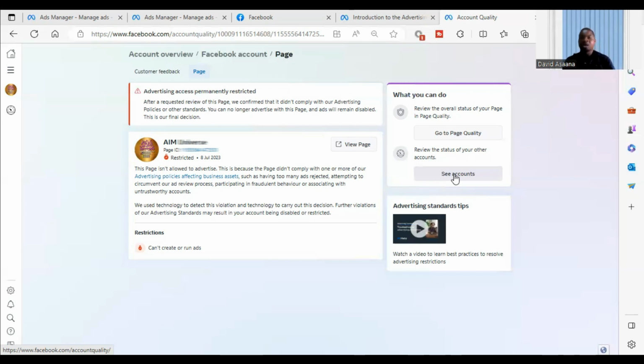Now, in the first place, why do they restrict your advertising access? I will show you the secret things you have to do so that you can create a page and they won't disable it permanently. But before I show you how to create a page and the processes you will have to follow, I want to first of all tell you why you may be permanently restricted.